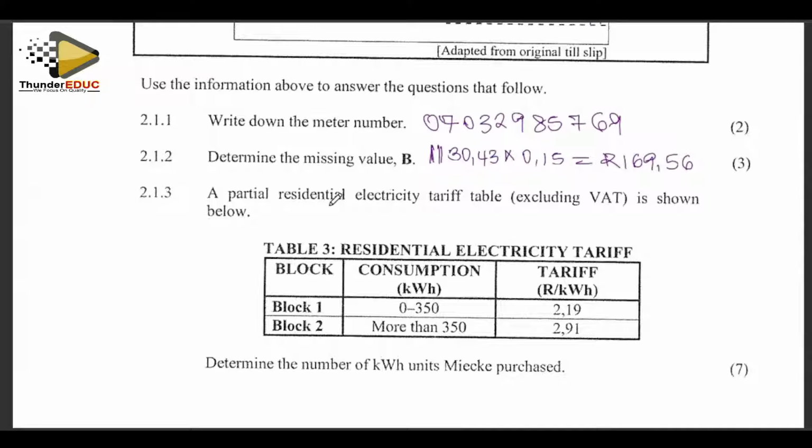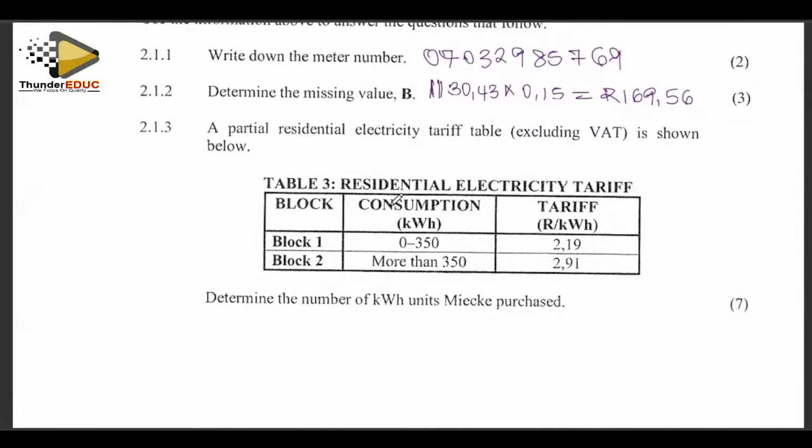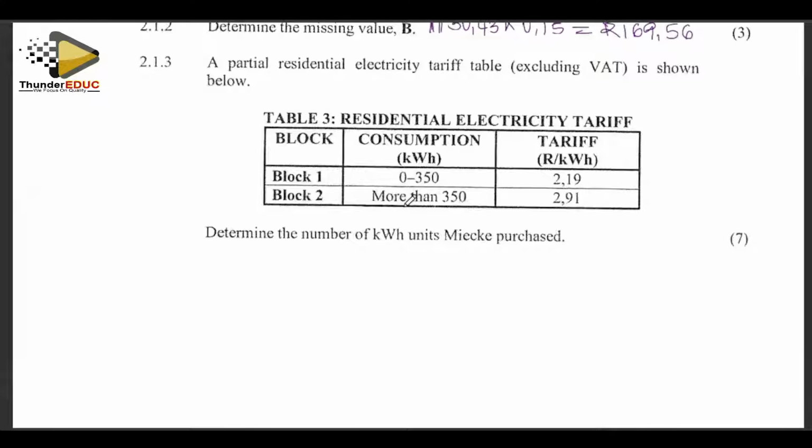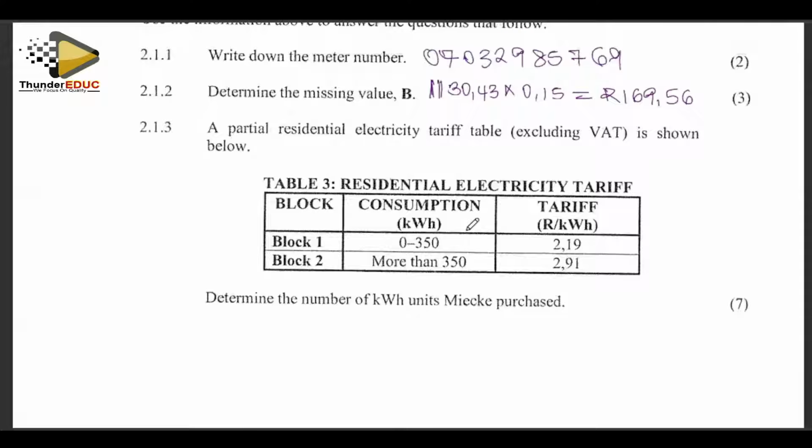A partial residential electricity tariff table, excluding VAT, is shown below. Now they're asking us to determine the number of kilowatts, which are the units Maki purchased. First, for each block, block number 1, what is the maximum? 350. If you use 350, you pay 2.19 cents.